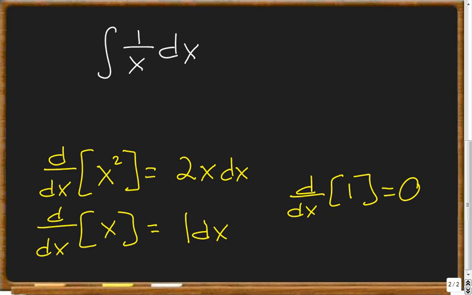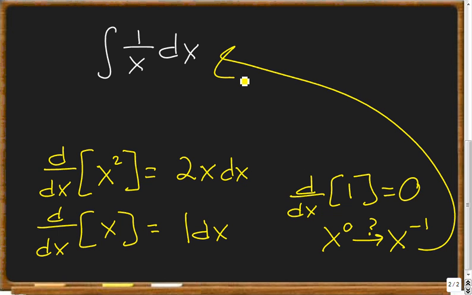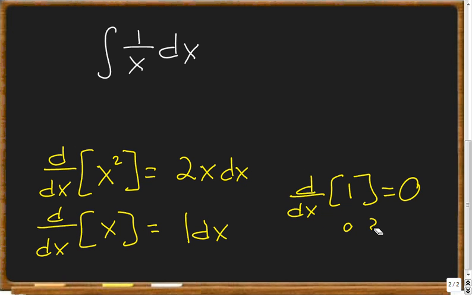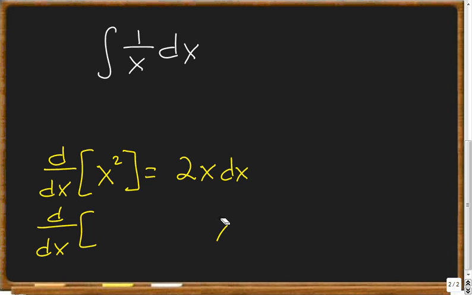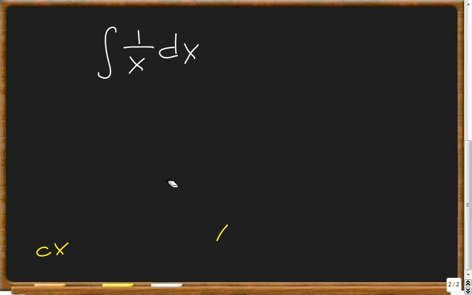Well, how is it that we go from x to the 0 to x to the -1? How do we do that? Which is kind of our situation here. We don't know. But what we found is this general rule that looks like this. Because our power rule breaks down, the logic of the power rule breaks down right here.